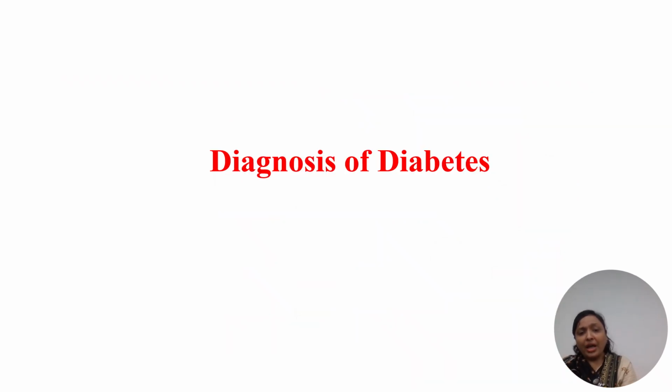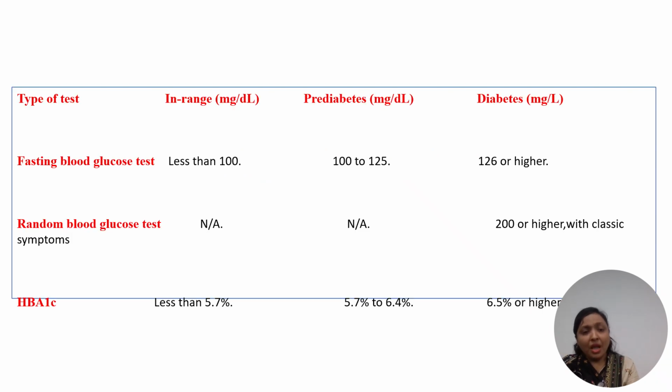Next is how to diagnose diabetes mellitus. How to diagnose if a patient presents with these symptoms. The tests I will tell you are the fasting blood glucose, random blood glucose, and the HbA1c. So let's see the targets for these. Fasting blood glucose less than 100 is normal. Random blood glucose less than 200 is normal. HbA1c less than 5.7 is taken as normal.